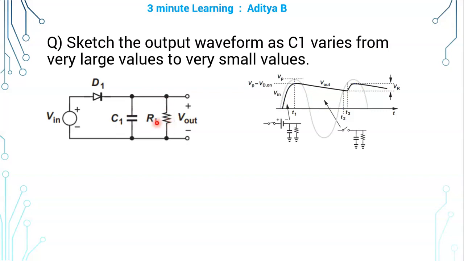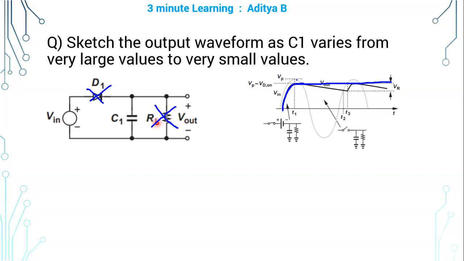If we don't have this resistance RL, that is, the load is not connected, and we have only a capacitor, then the waveform would look like this. After the first quarter of the cycle, the capacitor would retain its charge, because at this point the diode will be off, an open circuit, and there is no path for the capacitor to discharge. So the voltage across the capacitor will remain constant like this.